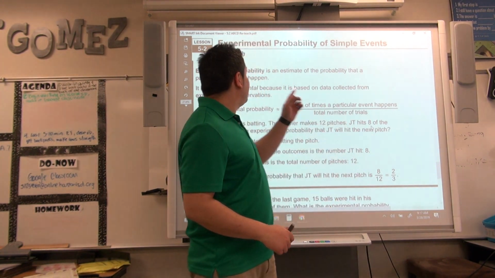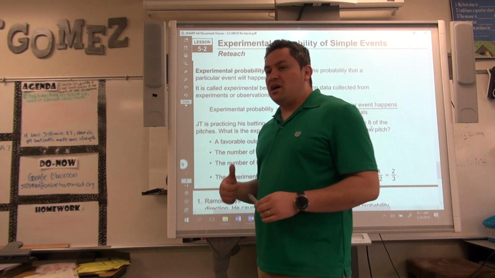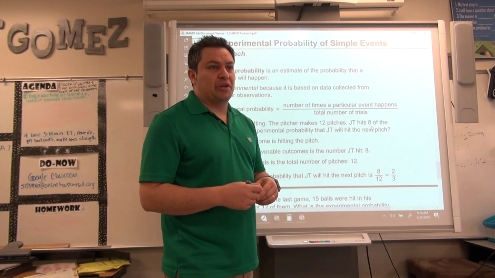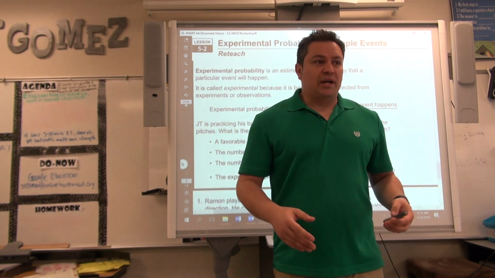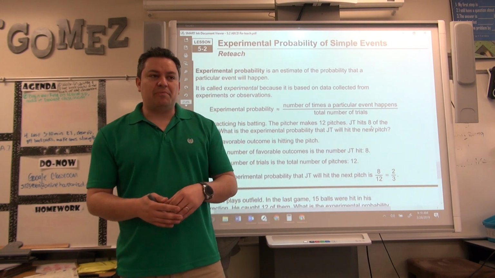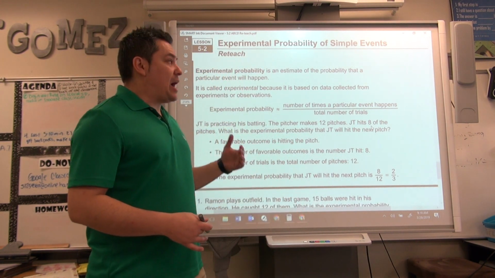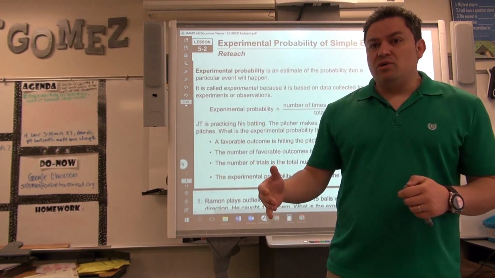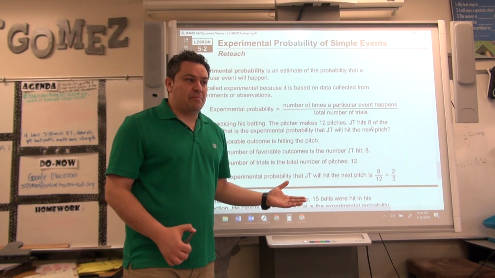Today we're going to talk about experimental probability of simple events. Now, we already talked about theoretical in the past, and this is not much different. However, theoretical was just a theory: what could have happened in an event, what type of probability, what outcome you could have expected. Now we're actually doing the experiment. Just like in science, theoretical is what you do before you actually do the experiment. Now we're doing the experiment.